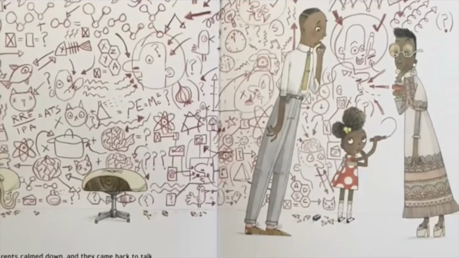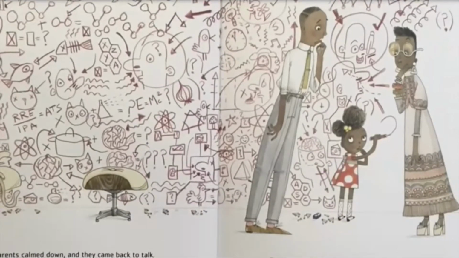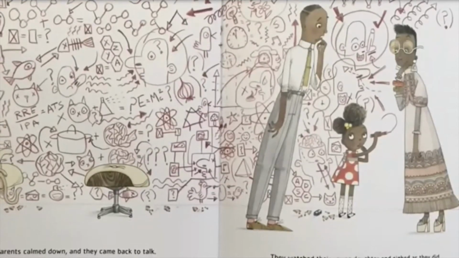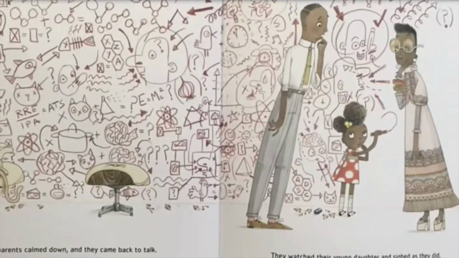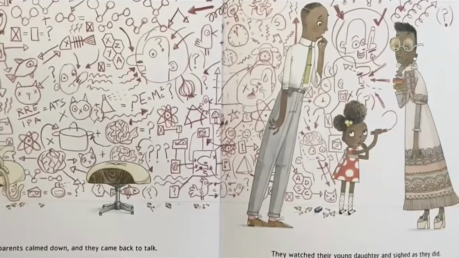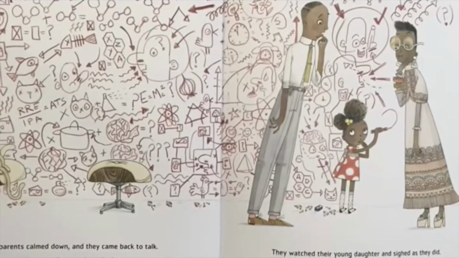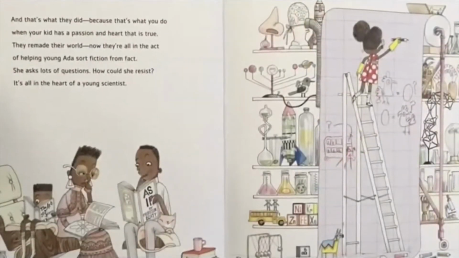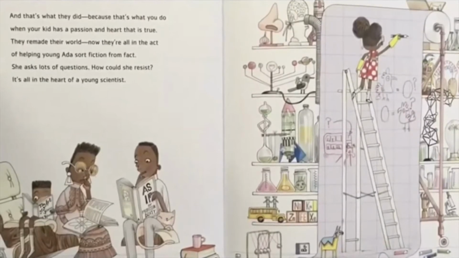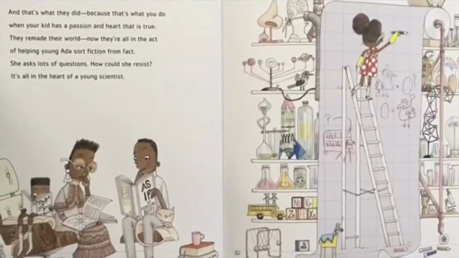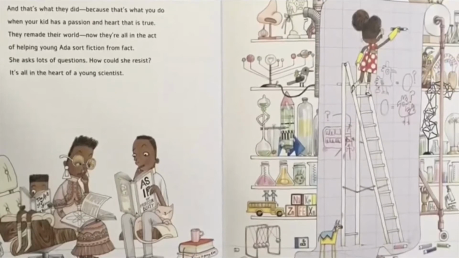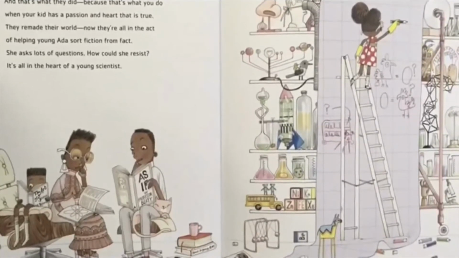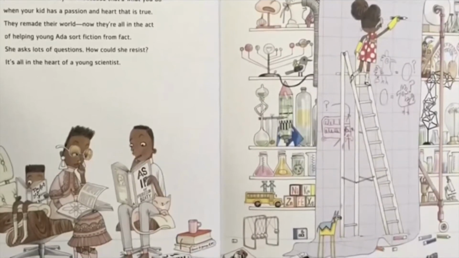They watched their young daughter and sighed as they did. What would they do with this curious kid who wanted to know what the world was about? They smiled and whispered, "We'll figure it out." And that's what they did, because that's what you do. When your kid has a passion and a heart that is true, they remade their world. Now they're all in the act of helping young Ada sort fiction from fact.